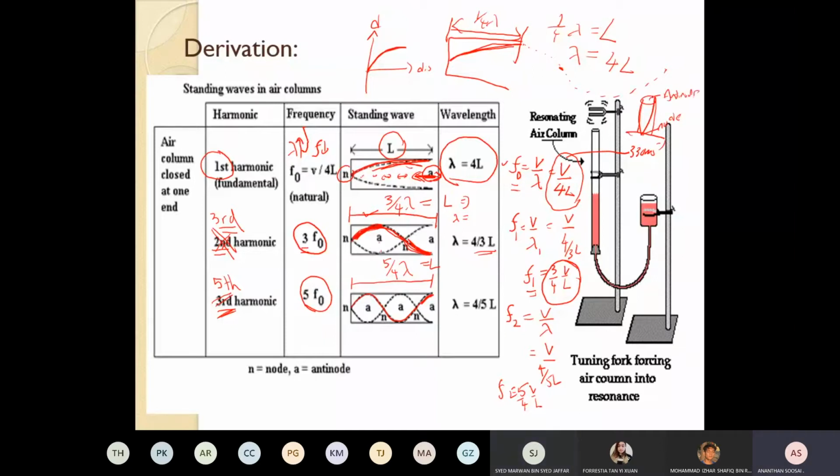In the exam, the open edge, why does it form an antinode? Because that's the lowest pressure. The pressure is the lowest. With the pressure lowest, the particle can oscillate at maximum amplitude. Therefore, it's a constructive interference.